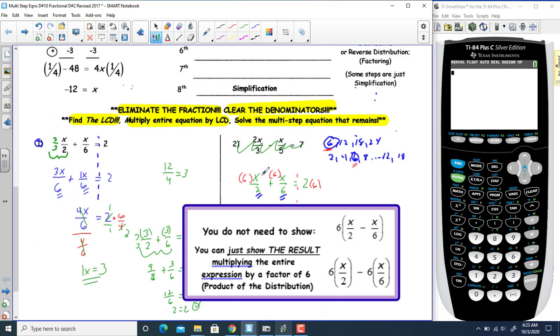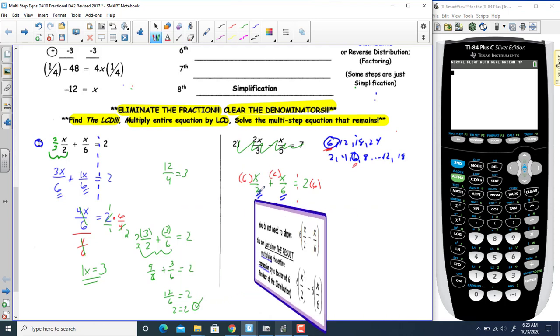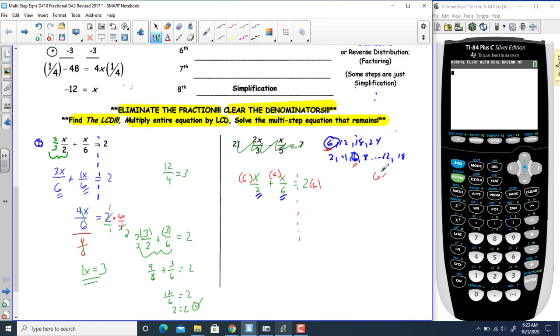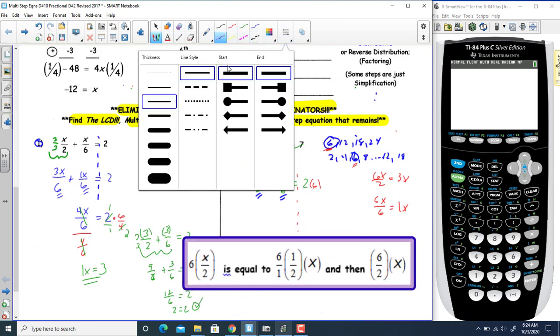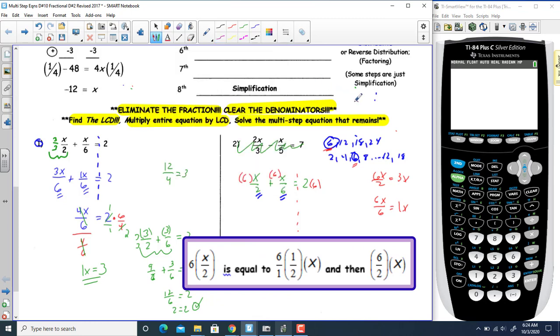You're not wrong at this point if you multiply 6 times x in the first term, and you get 6x divided by 2, and then you eventually simplify that to equal 3x. And you would also be correct if in the second term you multiplied 6 times x and got 6x in the numerator, and divided it by 6 appropriately and got 1x. But we always suggest that it's a good idea to simplify before you multiply. It leads to fewer steps.